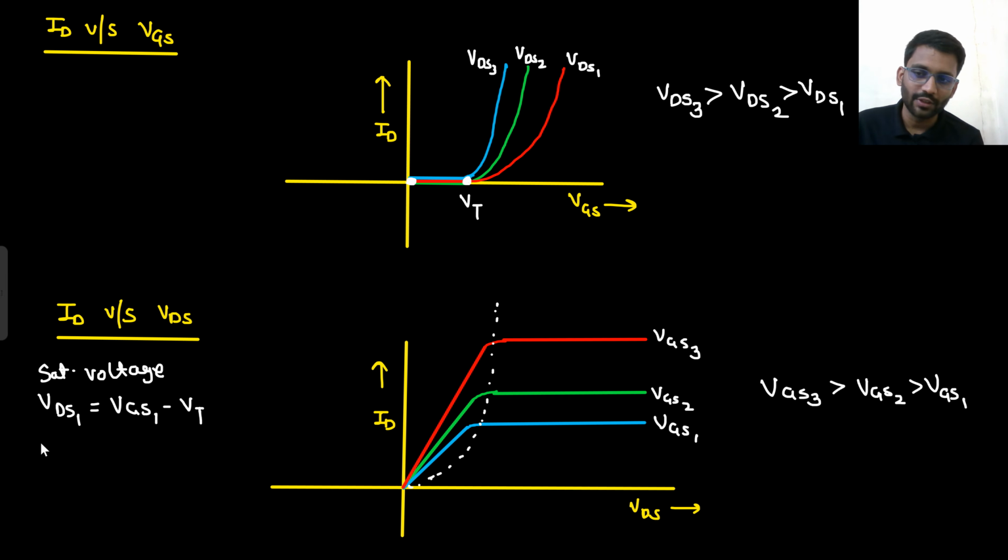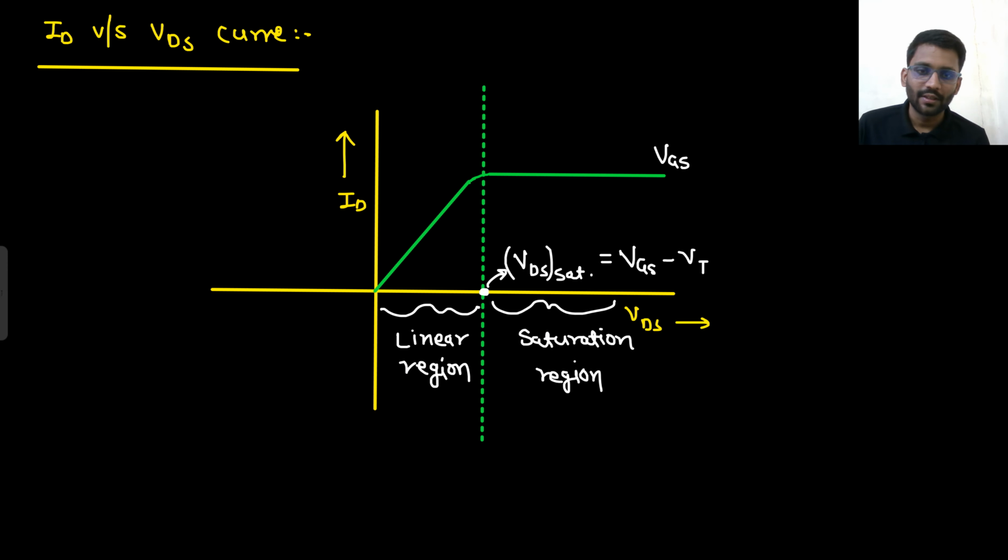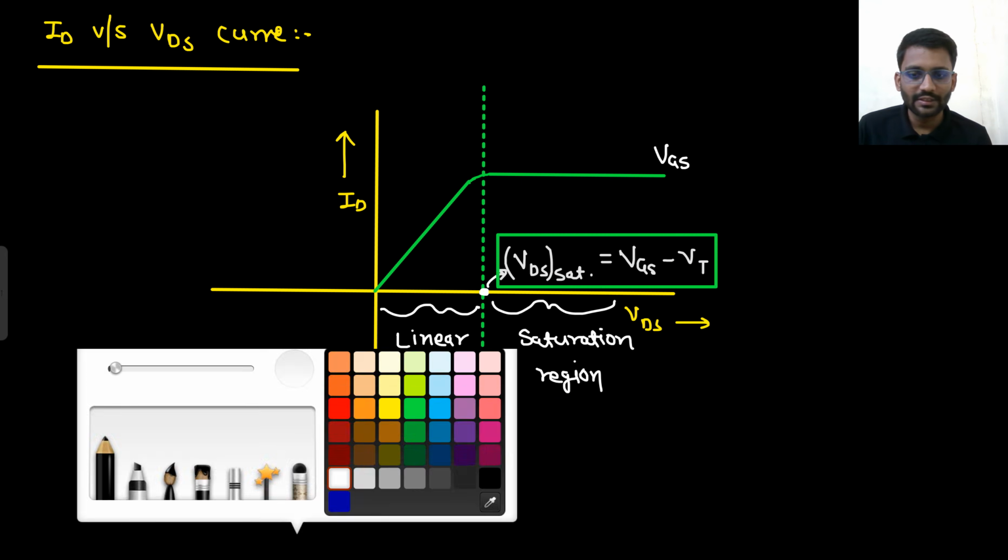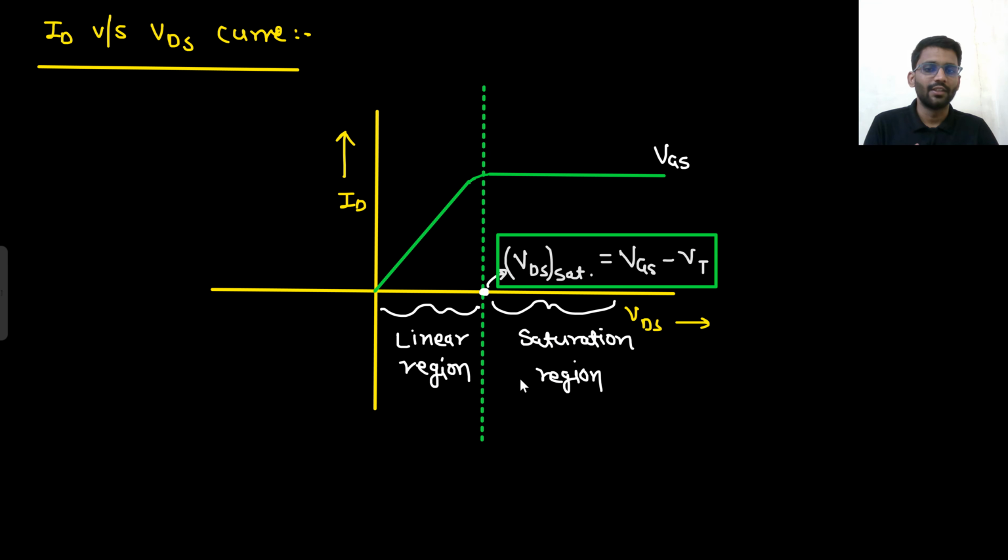What will be the saturation voltage for the second curve? VDS2 would be VGS2 minus VT. And for the third curve, it would be VGS3 minus VT. So this particular expression is important. When the current saturates, the value is VGS minus VT. If your VDS value is higher than VGS minus VT, your current will saturate. If your VDS value is lesser than VGS minus VT, you are working in the linear region.